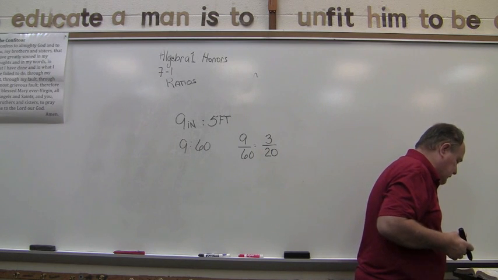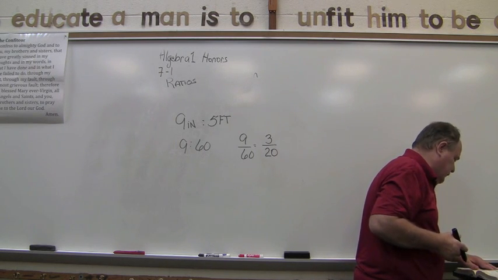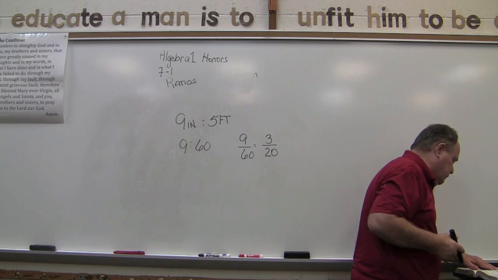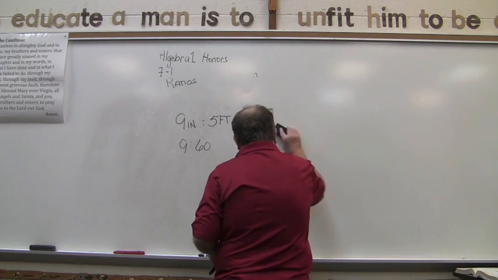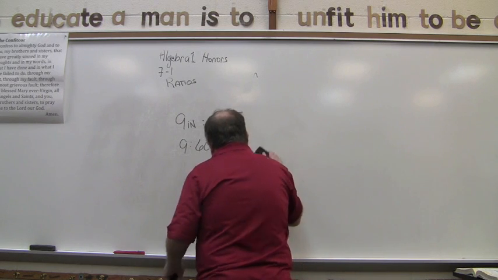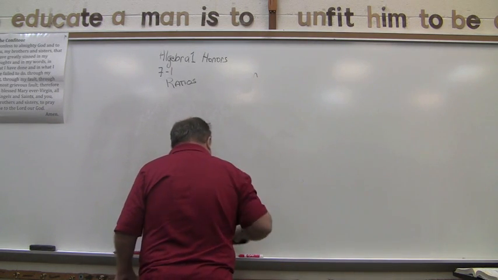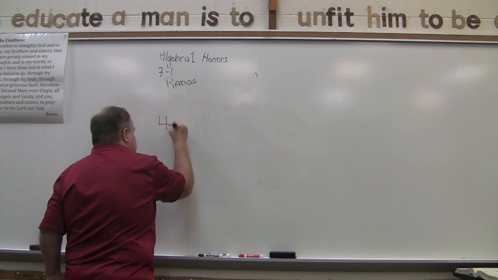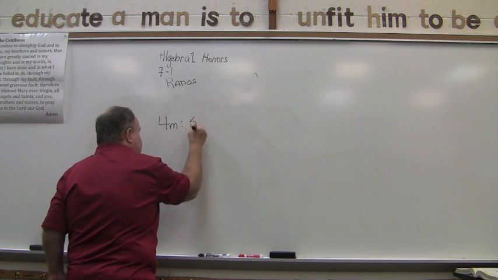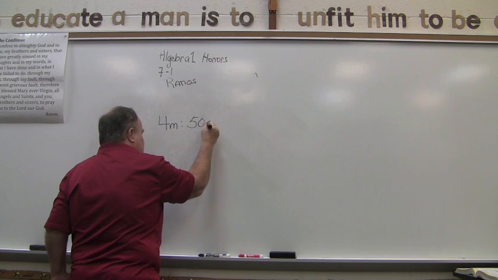Okay? Now let's look at this next one. It says, write the ratio of the height of a tree 4 meters tall to a sapling that's 50 centimeters tall. Okay, so 4 meters tall to 50 centimeters tall. All right, well we can do that. One tree is 4 meters tall. The other one is 50 centimeters tall.